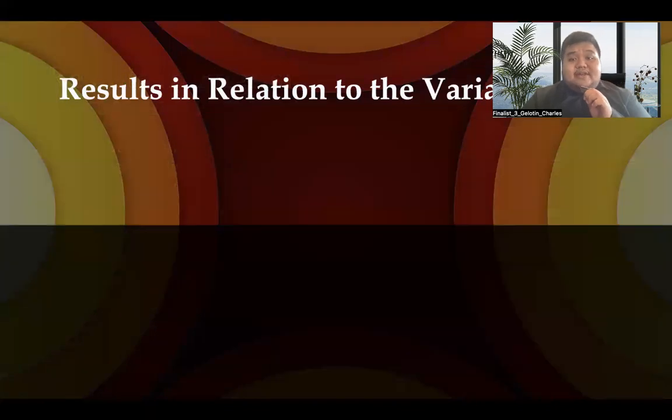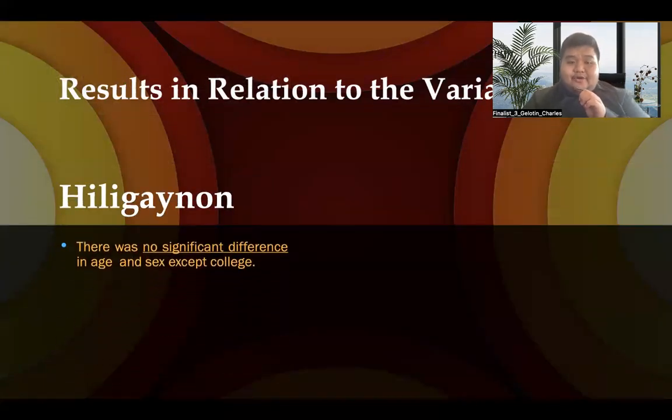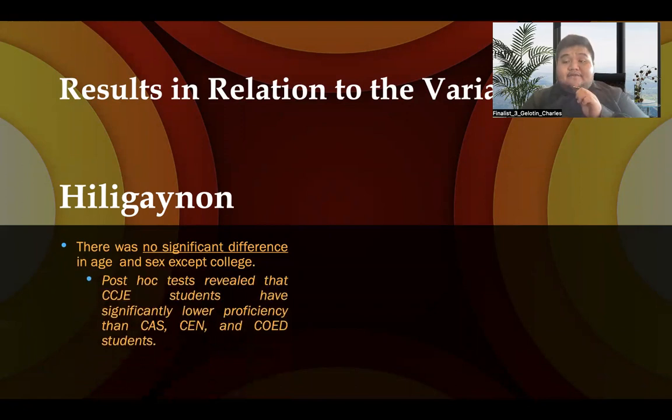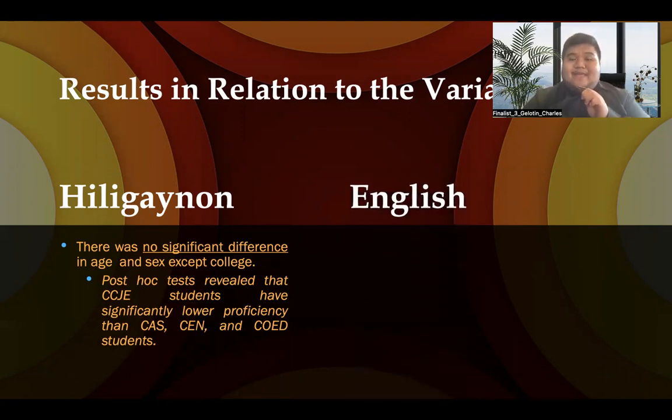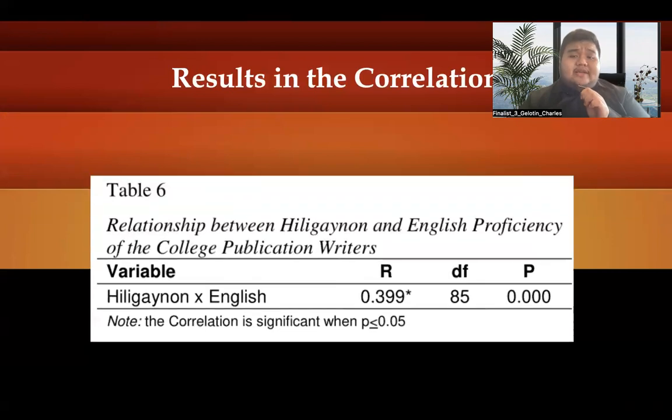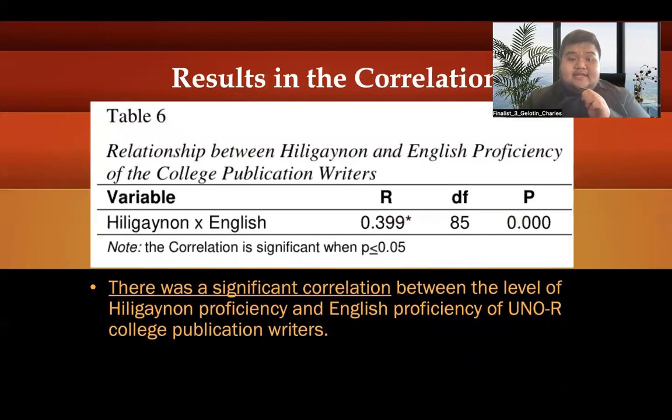For the results in relation to the variables, in Hiligaynon, no significant difference in age and sex except for college, because post hoc tests revealed that the respondents from the criminal justice education have significantly lower proficiency than those from CAS, CON, and COED. As for English, no significant difference among the three variables at all. For the results in correlation, indeed, there was a significant correlation between the level of Hiligaynon proficiency and English proficiency of our respondents.